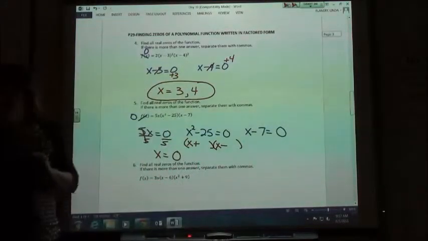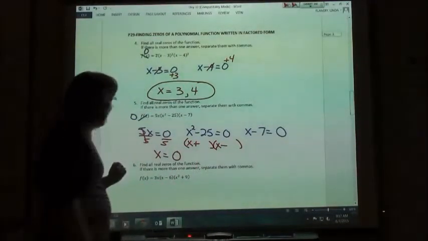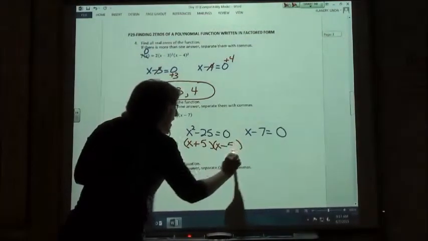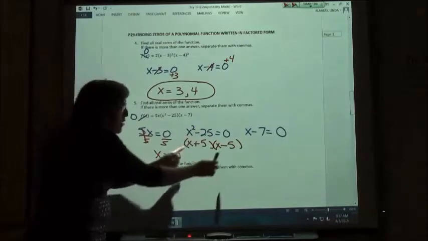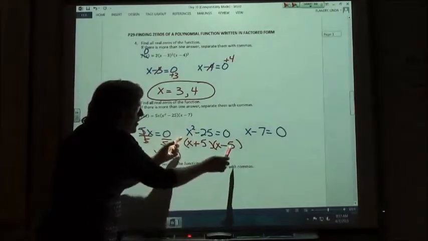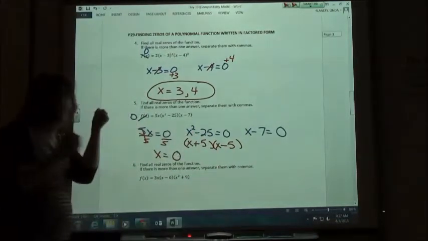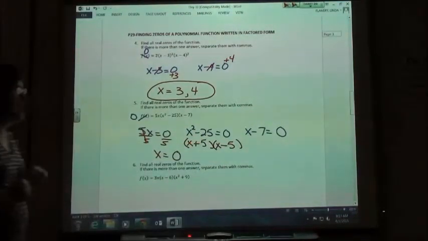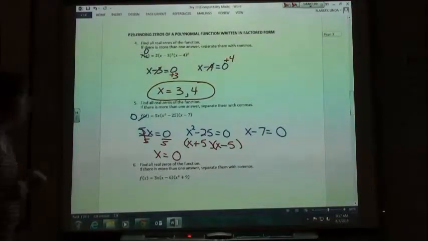Factors of 25. What times what is 25? 5 times 5. 5 and 5. And in this case, it's the difference of perfect squares, and we want 0 in the middle. Well, negative 5 and a positive 5 is 0, so we've got it factored right. That means I'm going to have 2 different answers on this one because I've got 2 sets of factors.